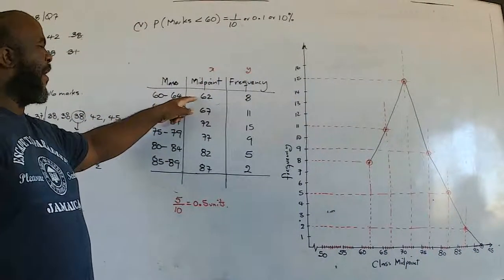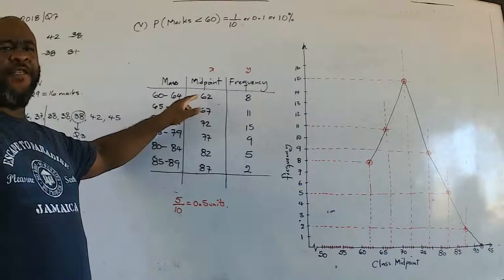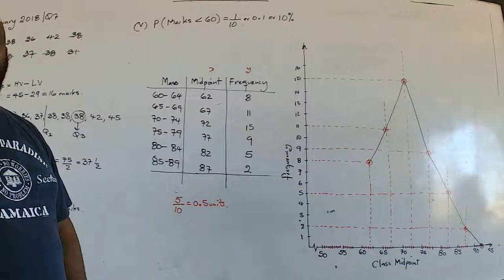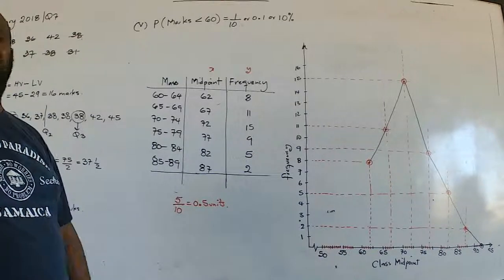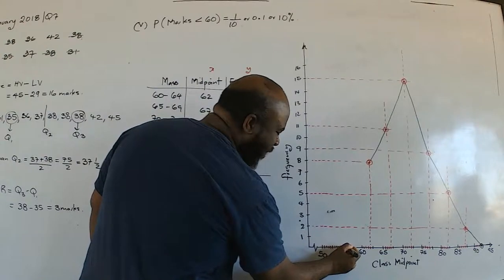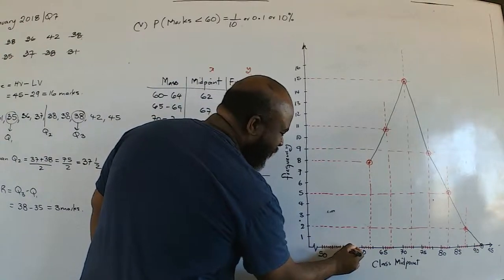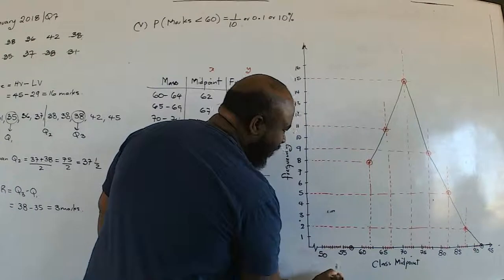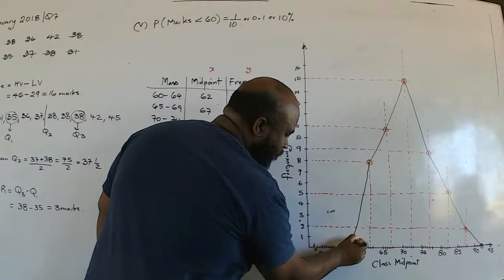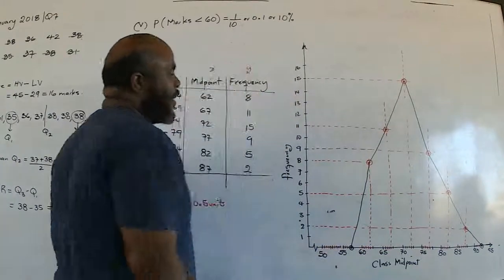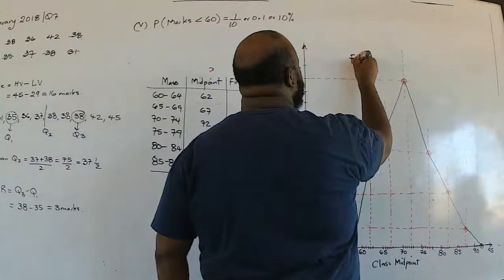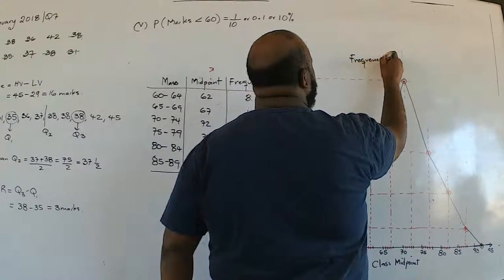If it is going up by 5, what is the one before 62? It starts at 57 on the horizontal axis. 55, 55.5, 56, 56.5, 57. It starts at 57. Ladies and gentlemen, this is your frequency polygon.